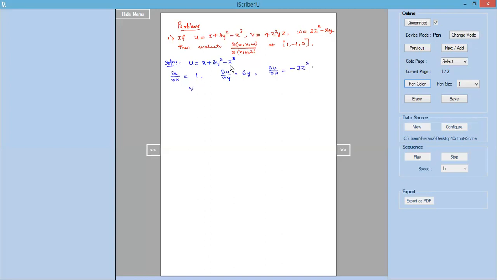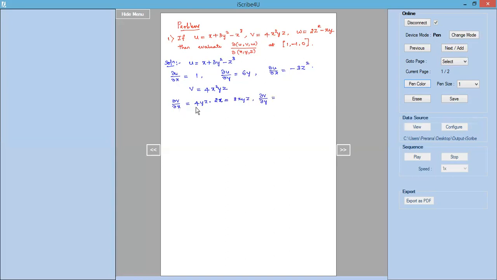In the same way, we consider the function v given as 4x²yz. So ∂v/∂x. We are differentiating partially with respect to x. With respect to x, 4yz is a constant. We will write the 4yz as it is. Differentiation of x² partially with respect to x gives us 2x. So this is equal to 8xyz.